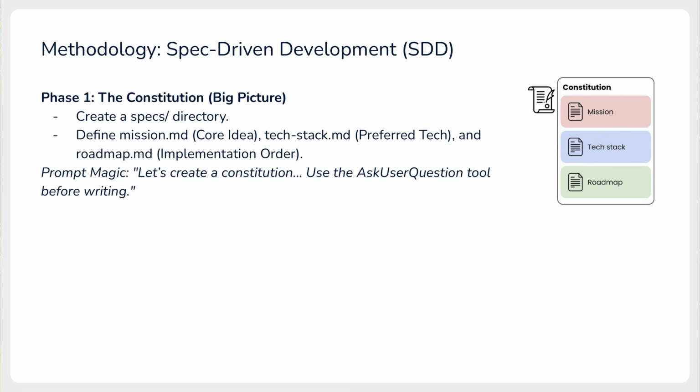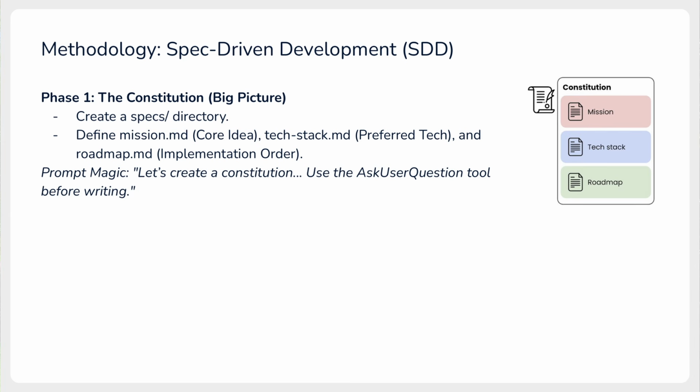The second file is techstack.md. This is what you are building it with. Kotlin, Compose, coroutines, Koin, whatever you're using. The third file is roadmap.md. This is the order you want to build things in. This is your constitution. It is the brain the agent reads before every task.